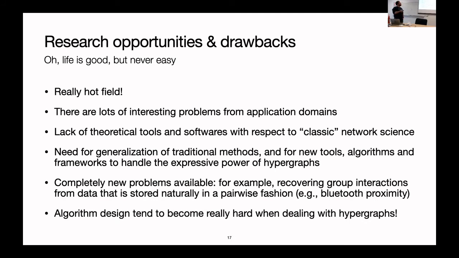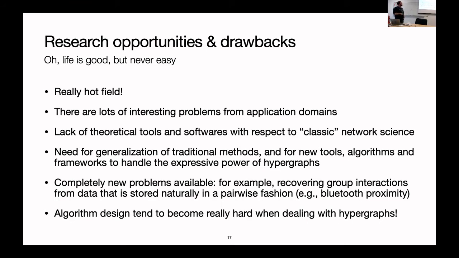Okay, so why do I like this topic of research, and why do I think it's important? Higher order networks are a really hot field, meaning that things are happening really fast, and a lot of things have been done in the last years. And also there are lots of interesting problems from application domains, and a lot can be done in the application domain.